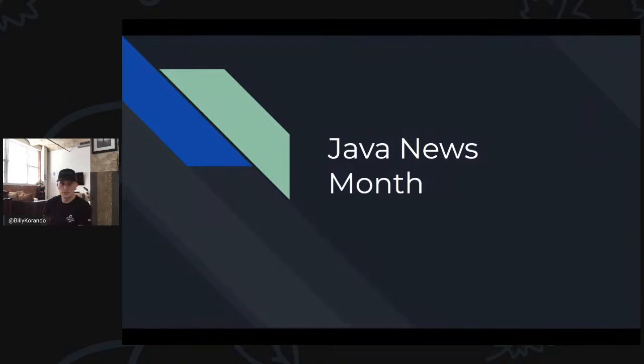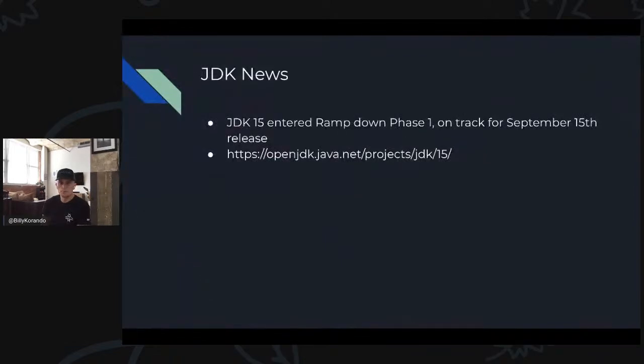So what happened this month in Java? JDK 15 entered the ramp down phase 1. It's on track for a September 15th release. And you can see all that's going to be included in this release at the link. I'll also get the link to this presentation in the meetup notes, so everyone can go to that link and not have to write it down.